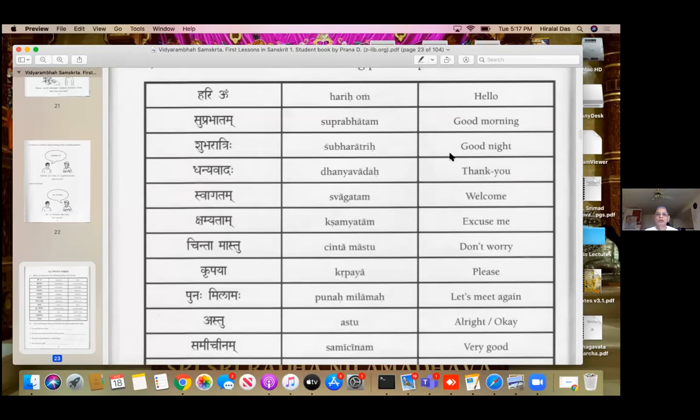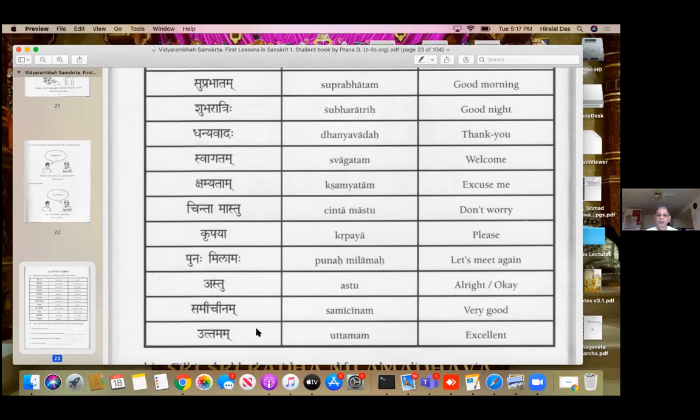I will leave 2 minutes for you to look at it. Okay. Hari Om, hello. Suprabhatam, good morning. Subharatrihi, good night. Dhanyavadaha, thank you. Swagatam is welcome. Kshamyatam is excuse me. Chinta mastu is don't worry. Krupaya is please. Punah milama is see you again. Astu means all right or okay. Samichinam is very good. Uttamam is excellent. So I'm going to leave this screen for 2 minutes for you to look at it.